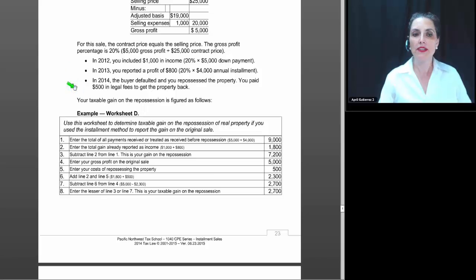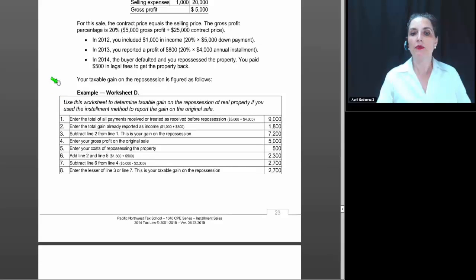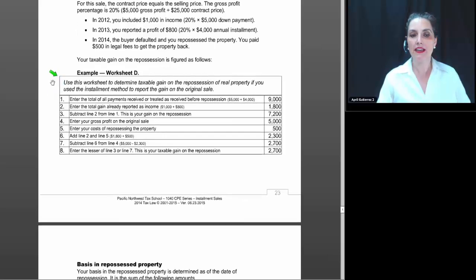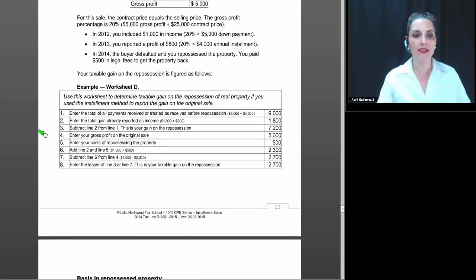In 2014, the buyer defaults and you repossess the property. You paid $500 in legal fees to get the property back. Your gain from the repossession is figured as follows, and this is Worksheet D from the IRS instructions.